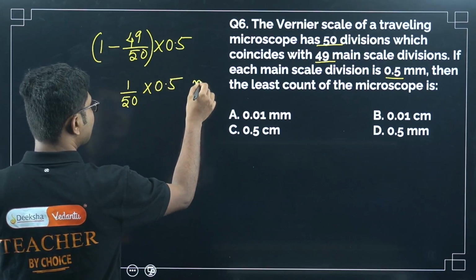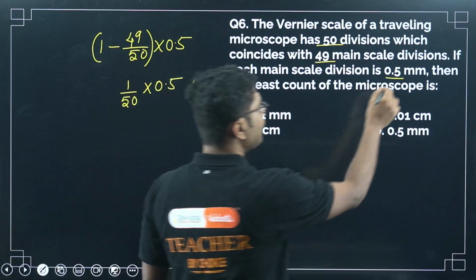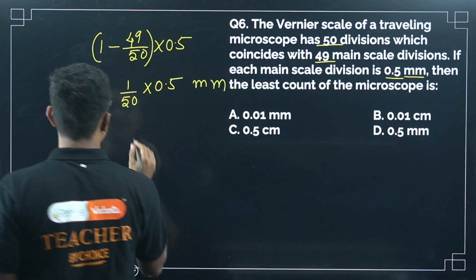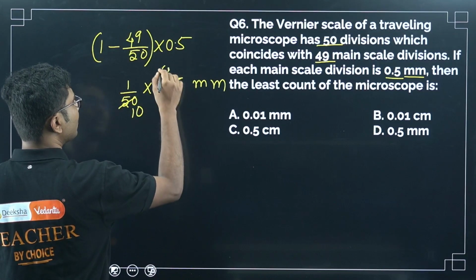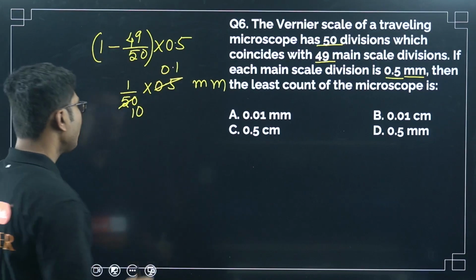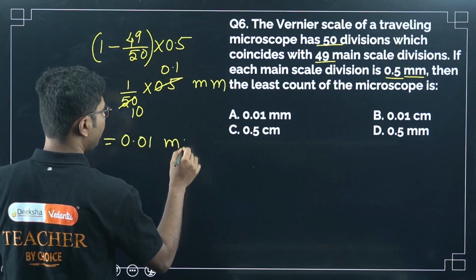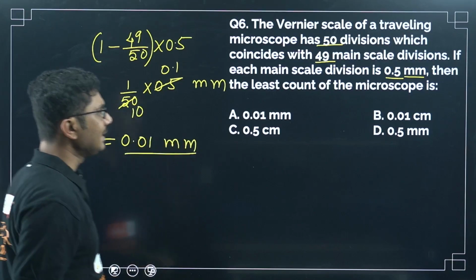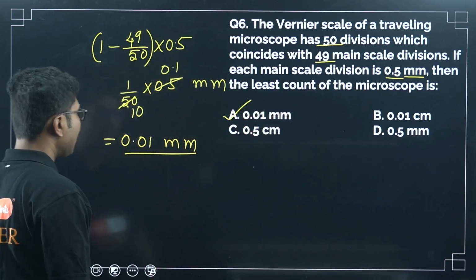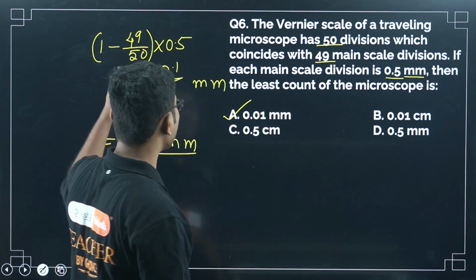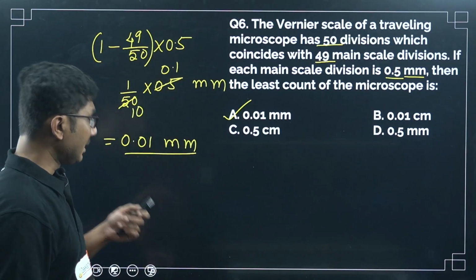Remember that the answer will be in millimeters because it is given in millimeters. So you can cancel that 10, 0.1. The answer will be 0.01 millimeters. So as you can see, the answer is option A. Very simple problem, simple answer. If you remember your experimental observation from your PU1, then you can solve this question.